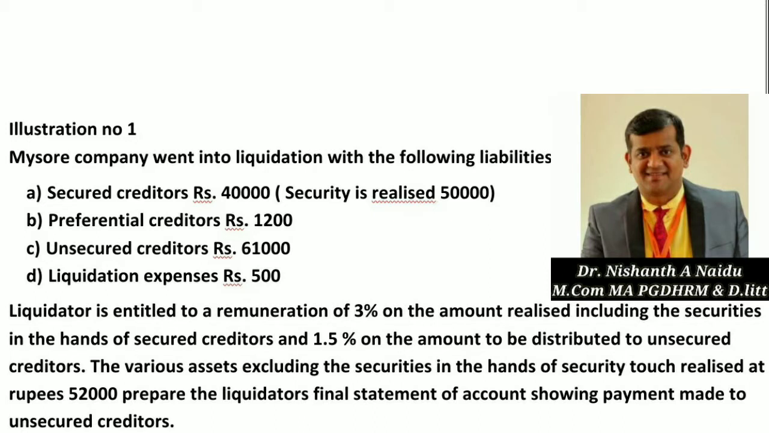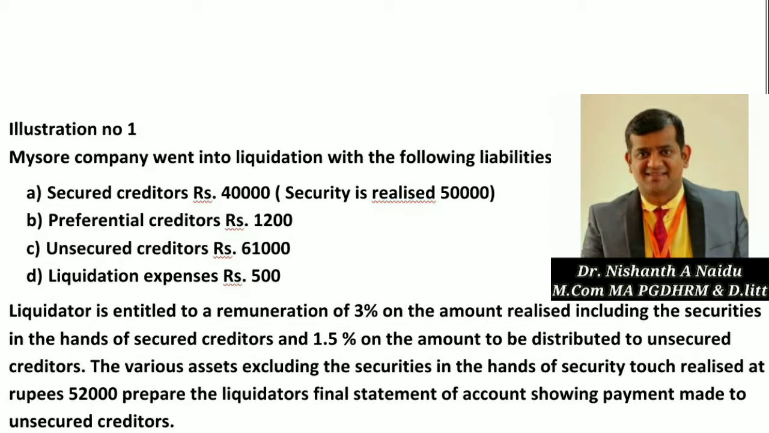Illustration number 1. Mysore company went into liquidation with the following liabilities. Point A, secured creditors rupees 40,000, in bracket, security is realized 50,000. Point B, preferential creditors rupees 1,200. Point C, unsecured creditors rupees 61,000. And point D, liquidation expenses rupees 500.